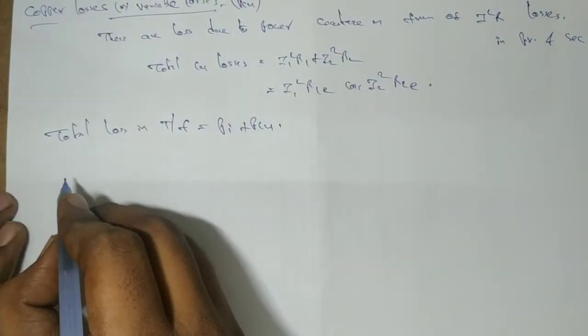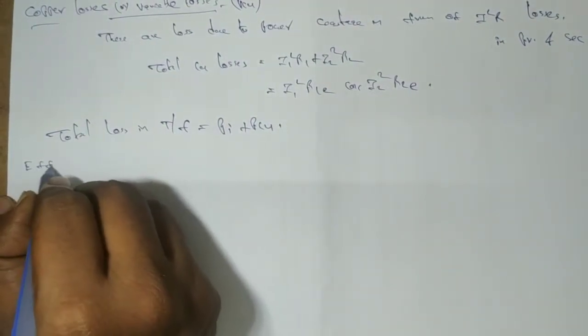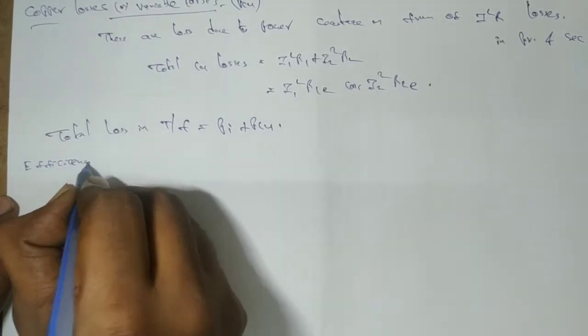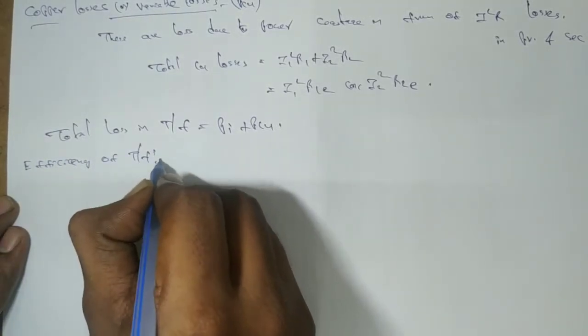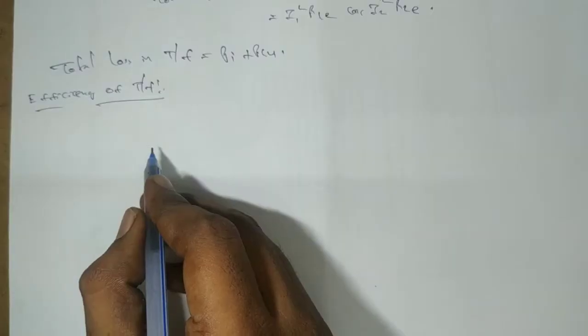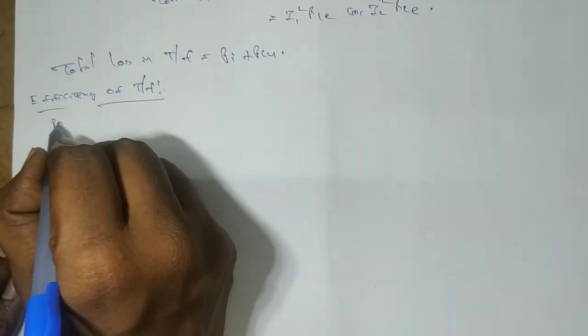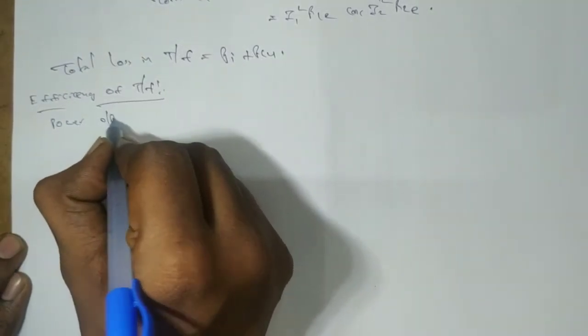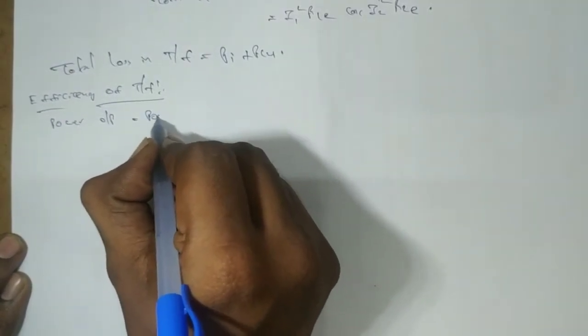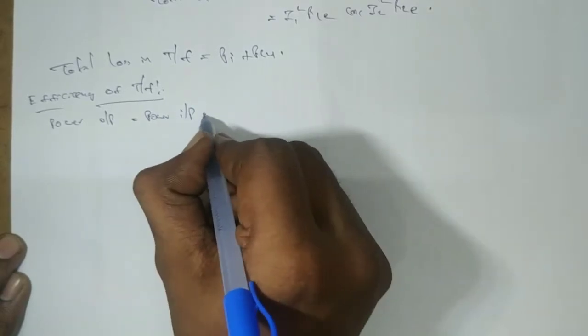Next, coming to the efficiency of a transformer, the term efficiency is nothing but the ratio of output power to input power. Before doing that, let us consider the output power. Power output is nothing but the power input to a transformer minus total losses.